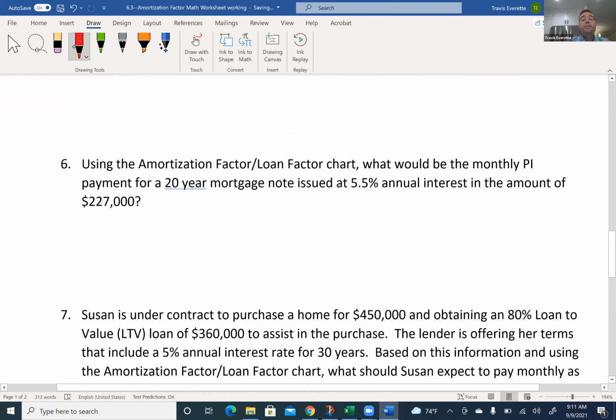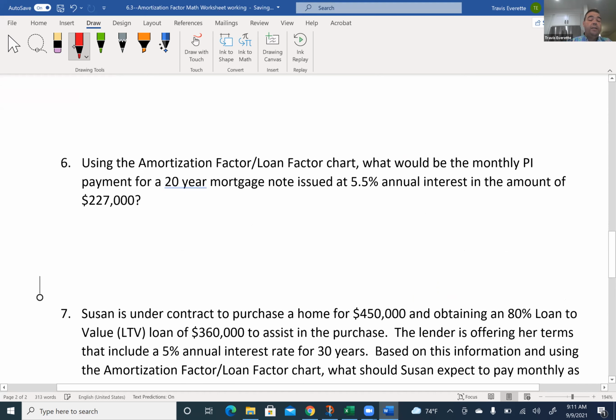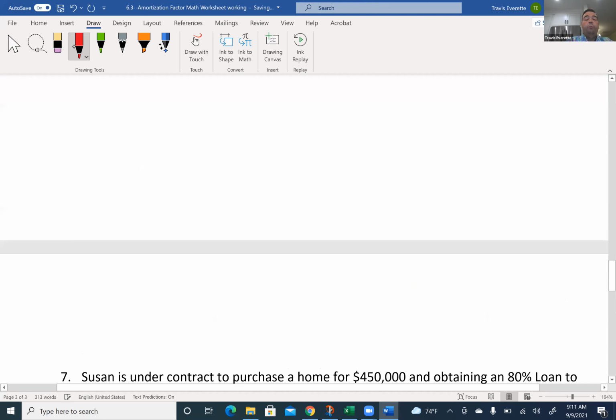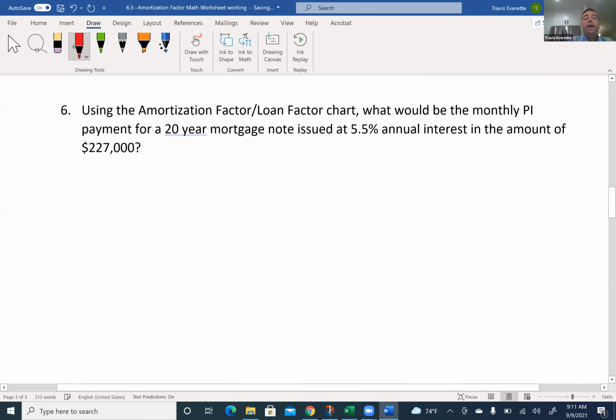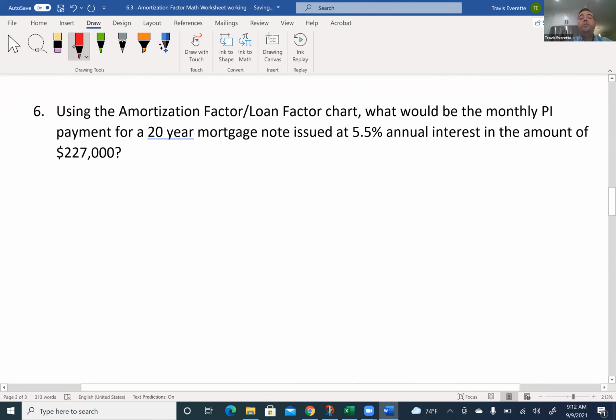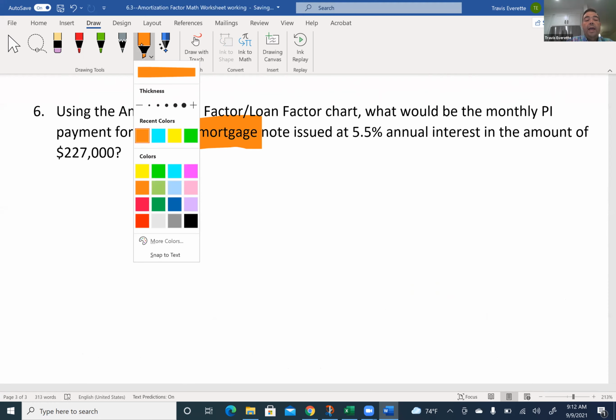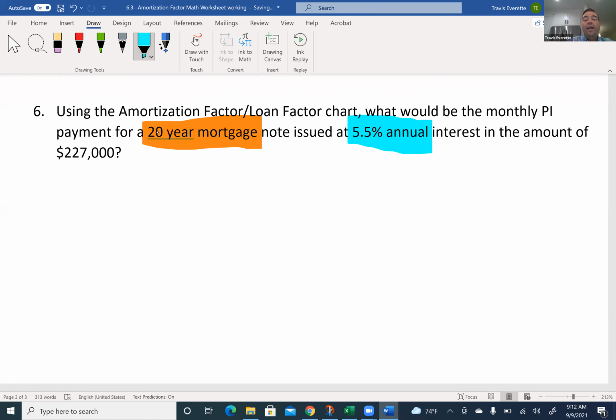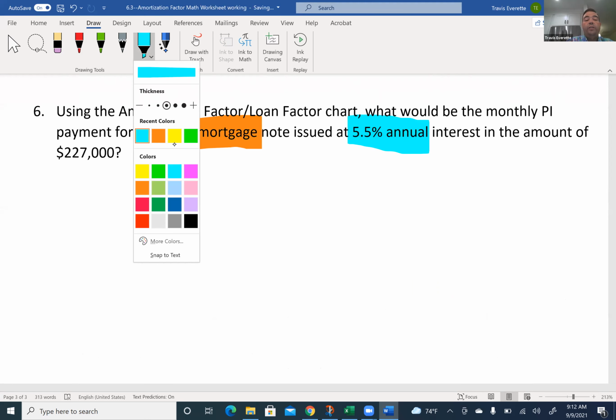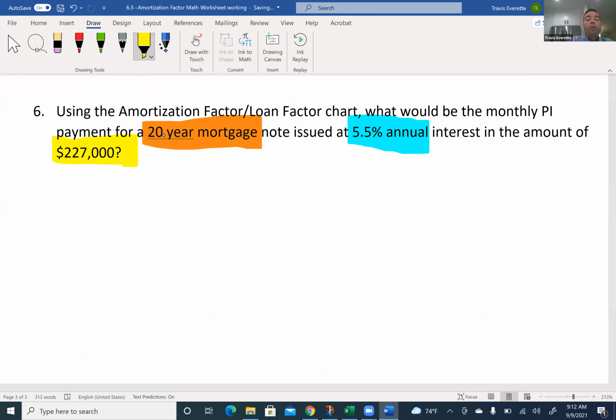So look at number 6. Number 6 says, using the amortization factor, loan factor chart, what would be the monthly PI payment for a 20-year mortgage at 5.5% annual interest if we borrowed $227,000? So we've got a 20-year loan at 5.5% annual interest.